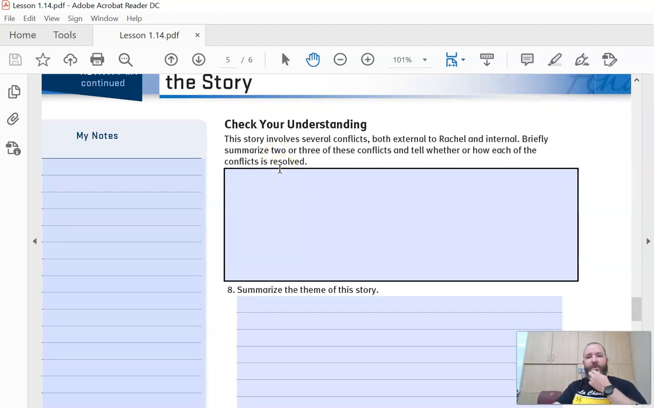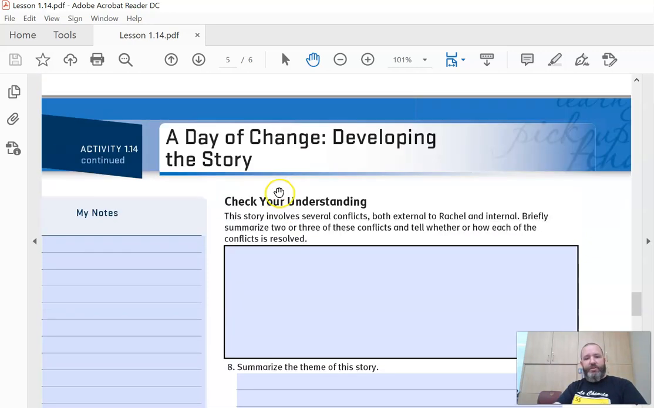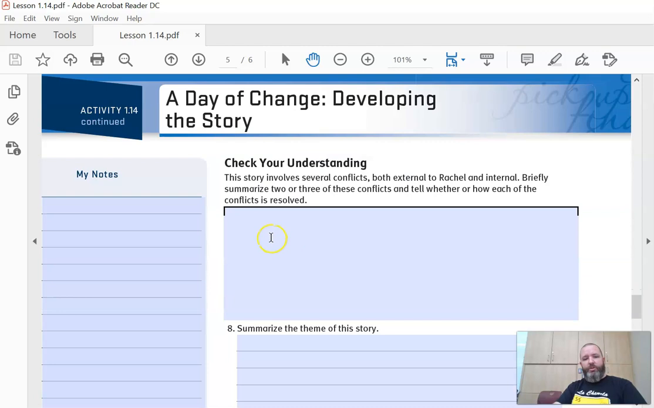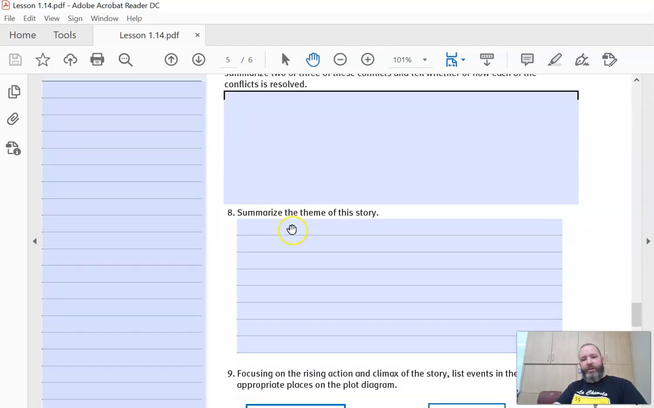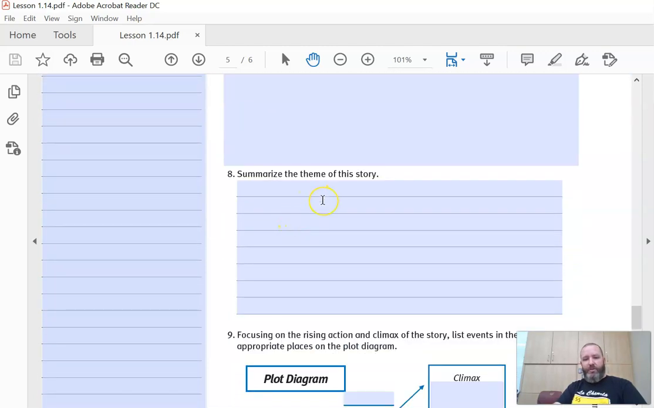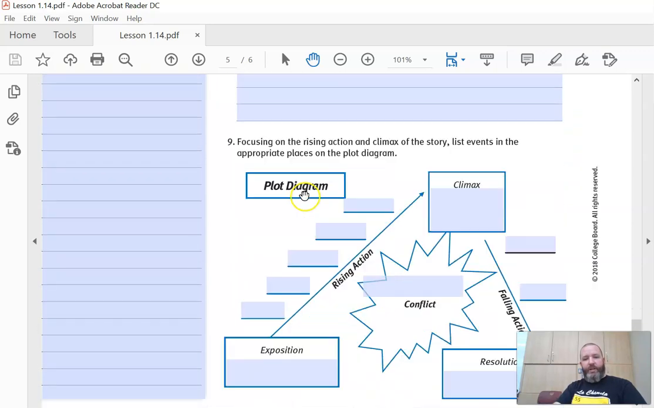The story involves several conflicts, both external to Rachel and internal. Briefly summarize 2 or 3 of these conflicts and tell whether or how each of these conflicts is resolved. So you're going back to this chart, pick 2 or 3 of them, talk about it and how they are resolved. Summarize the theme of the story. Okay, what does the author learn? What can we learn from the author? Or what happens in the story? What is that big idea? I almost said main idea. Main idea is for informational text, so theme is for narrative texts. What theme can we find here?